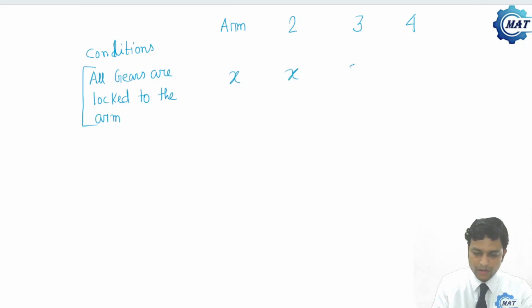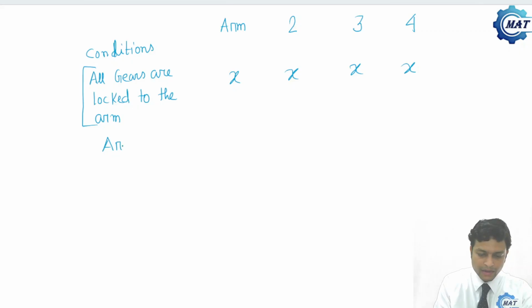Now you can easily find this problem by using the tabular method. What is this? That is conditions, then arm, or I am shortly writing 2, 3, 4. These are the gears. Now what is the first condition? All gears are locked to the arm. At this condition, all will have the same angular velocity, x, x, x. We have done this several times in our full course, and I have explained why it is happening like that.